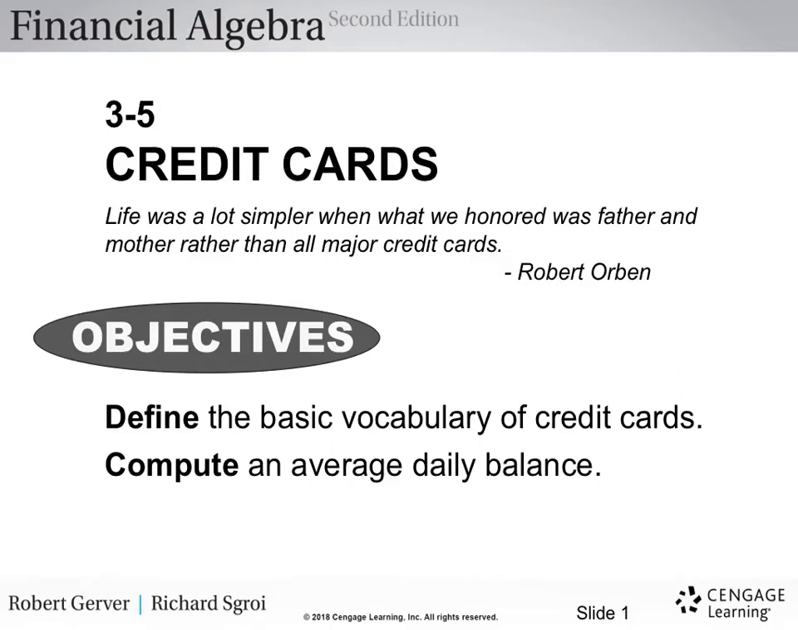This is section 3-5, credit cards. Our quote is, "Life was a lot simpler when what we honored was father and mother rather than all major credit cards." This is a typical example of how a lot of people are just honoring their credit cards more than anything else. The objectives of this unit are to define the basic vocabulary of credit cards and to compute an average daily balance.